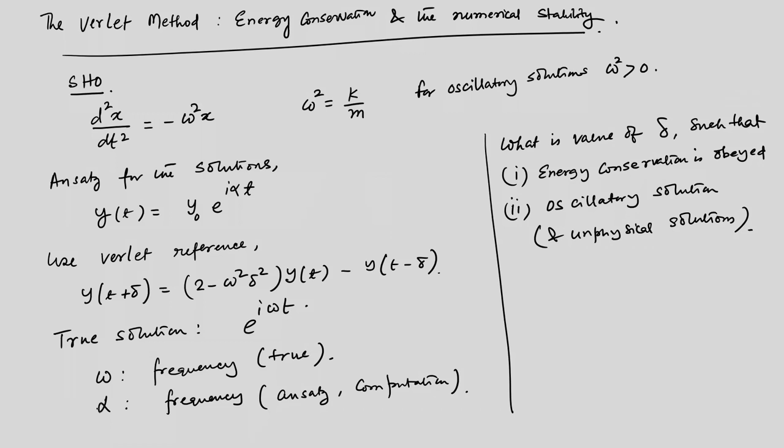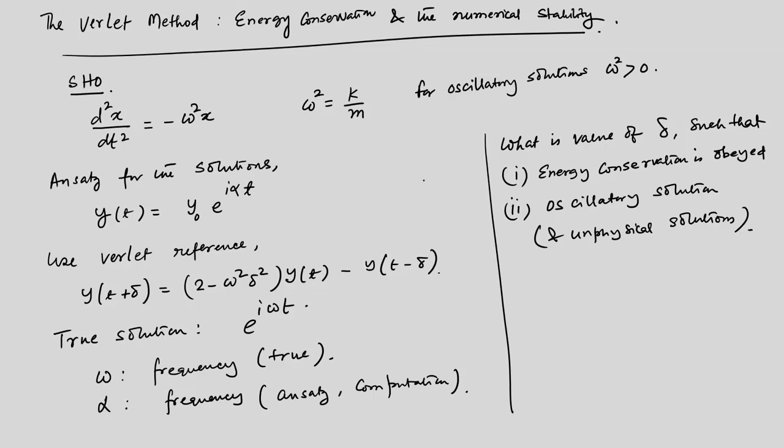The alpha should be capturing the fastest oscillations in the problem. At least that is what has to be ensured, and let us see how we ensure that. We should not get a non-oscillatory solution. So, this is the ansatz, let us call it equation C, and the true solution is D. Plug the ansatz into the equation of motion.